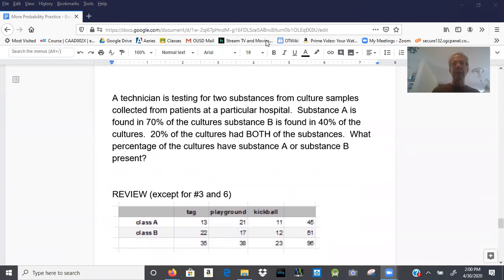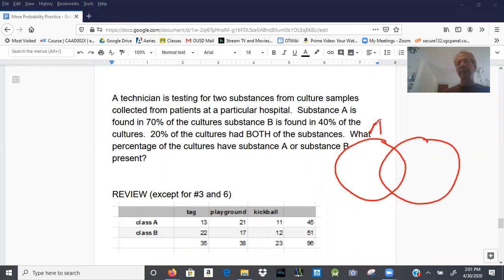I got a technician that is testing for two substances from culture samples for patients from a hospital. Substance A shows up in 70% of the cultures, and substance B shows up in 40% of the cultures, and 20% of the cultures had both. So this is where you have to realize, oh, I can make a Venn diagram out of this, but the question is, where do these numbers go? Substance A altogether is 70%. Substance B altogether is 40%.